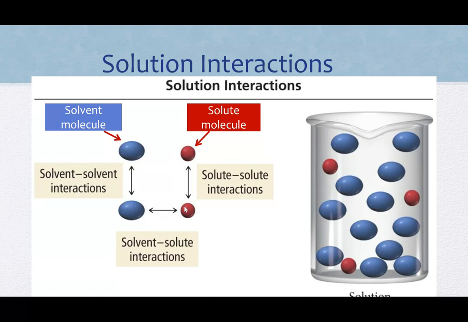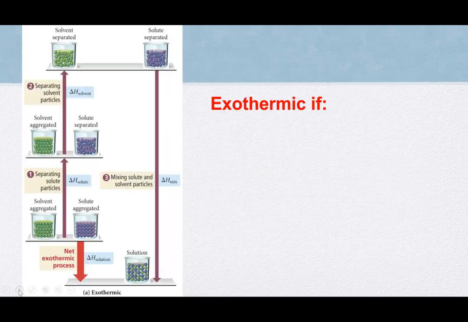So what causes one of those to be exothermic and a hot beaker? What causes one of those to be endothermic and a cold beaker? Let's look at this process. Let's break it down. Super busy slide. I want to break this down step by step, so bear with me here as we break this busy slide down.